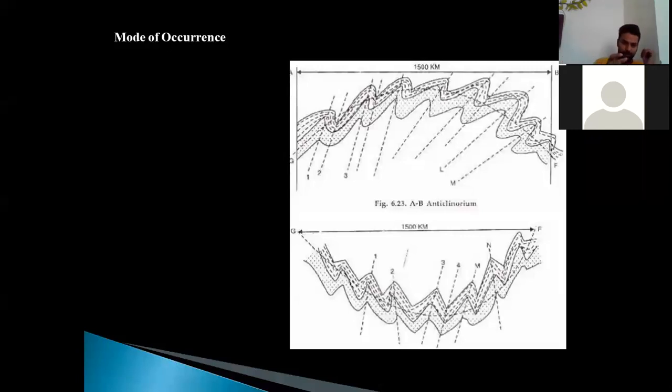Whereas if the oral fold is a syncline like this, and if there is multi-folding in it or a next generation folding, in that case, it can be called a synclinorium. Usually the mountains or tectonic mountains show anticlinorium fold, whereas big basins, tectonic basins indicate synclinorium.